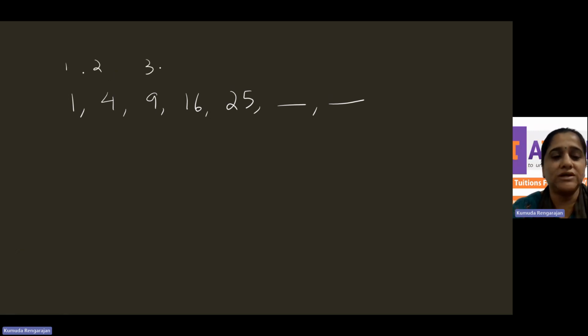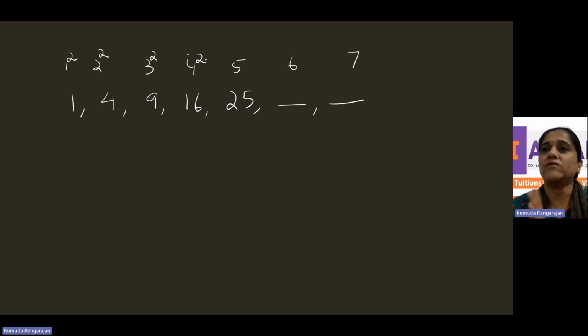Now, natural numbers, 1, 2, 3, 4, 5, 6, 7. Okay, I'm squaring them. 1 square. Now you will ask me, what is this 1 square? 1 square means 1 into 1. Then 2 square, meaning 2 into 2. 3 square, 3 into 3. 4 square, 4 into 4. 5 square, 5 into 5. 6 square, 6 into 6. 7 square, 7 into 7.